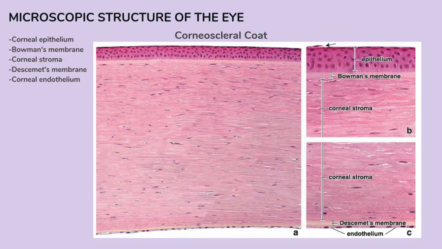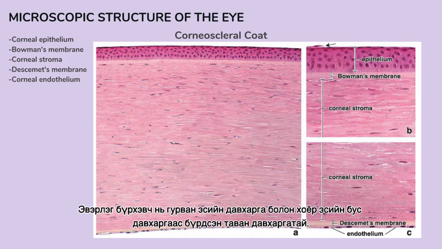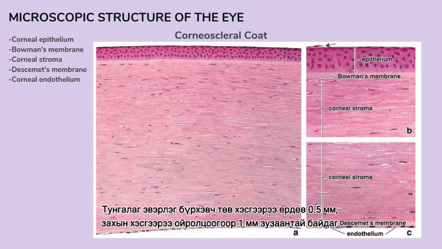So let's talk about the microscopic structures of our eye. Let's start with the corneoscleral coat. The cornea consists of 5 layers, which are 3 cellular layers and 2 non-cellular layers. The transparent cornea is only about 0.5 millimeter thick at its center and about 1 millimeter thick peripherally.